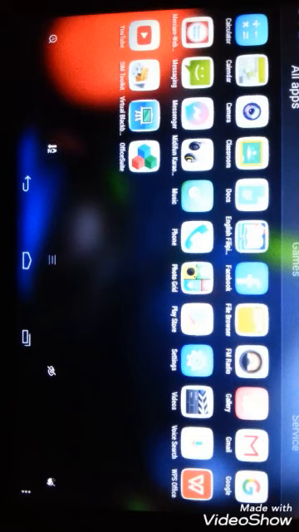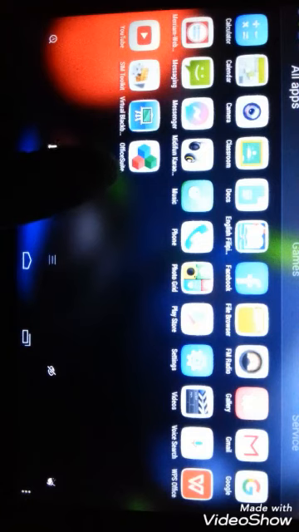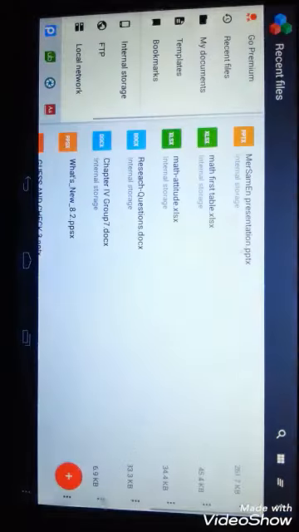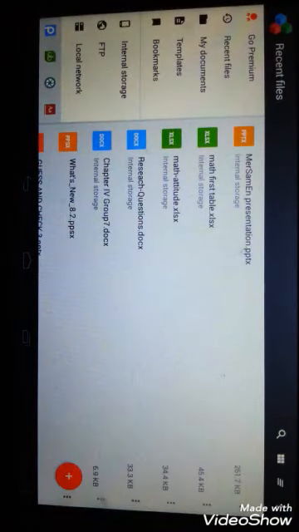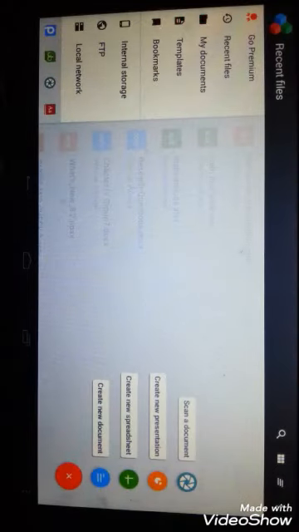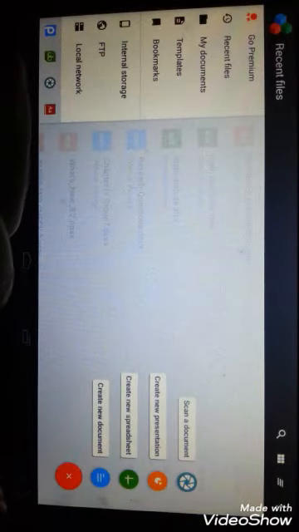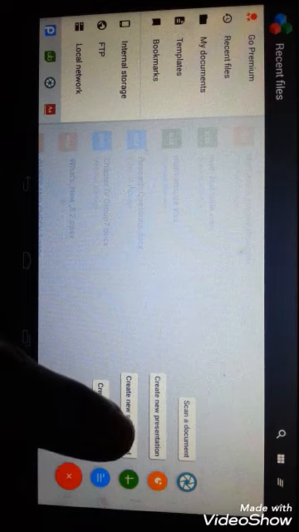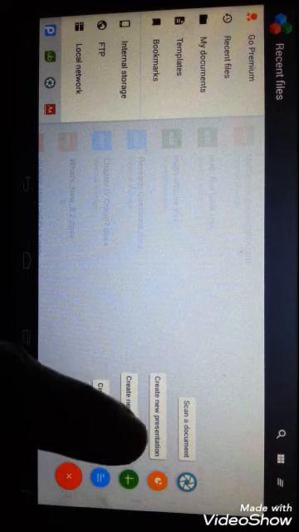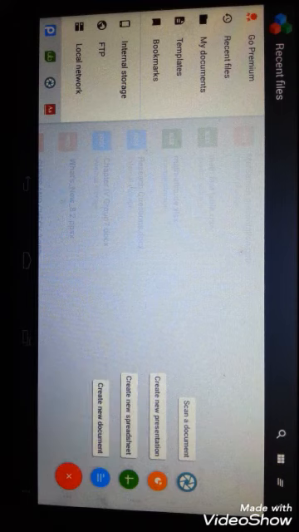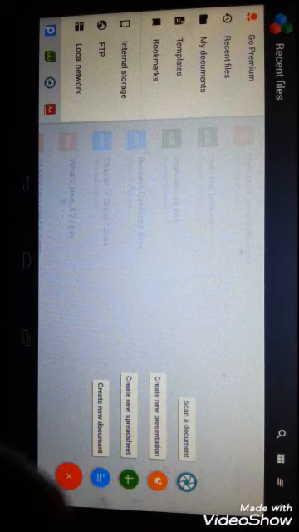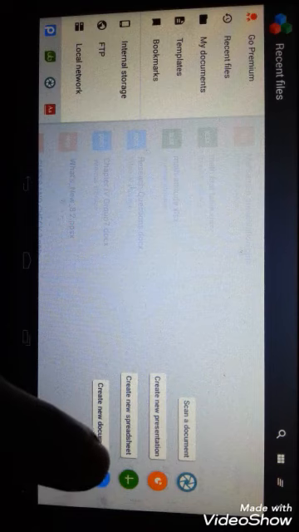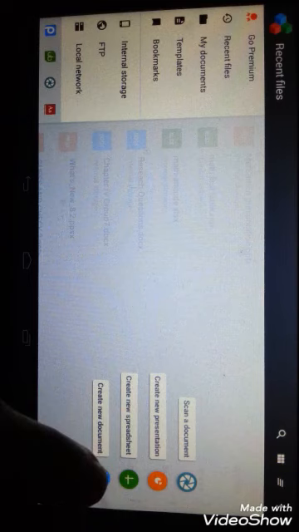So the application that I will use for teaching mathematics is the Office Suite application. So let's proceed. Office Suite has a function for creating documents, spreadsheets, or presentations, or you may scan documents. But today we will create a presentation for our topic. So let's start.